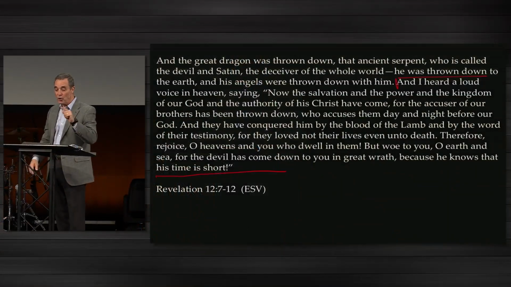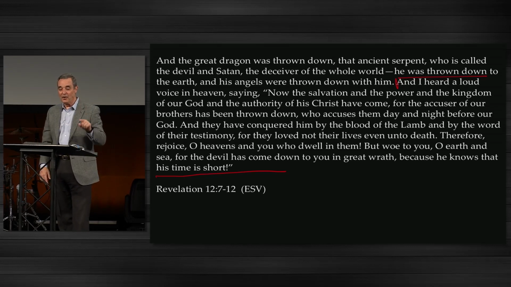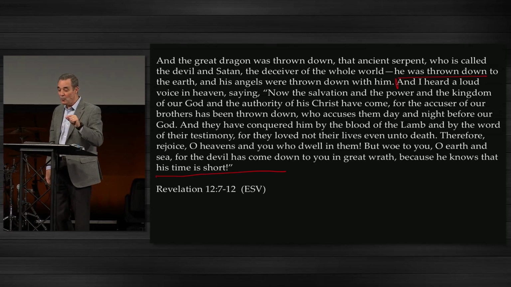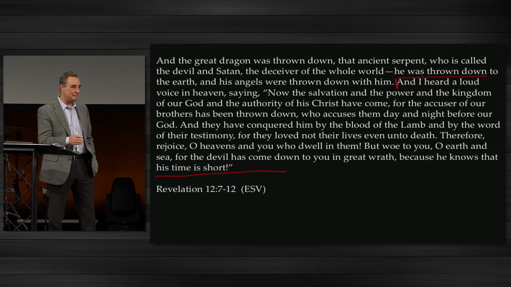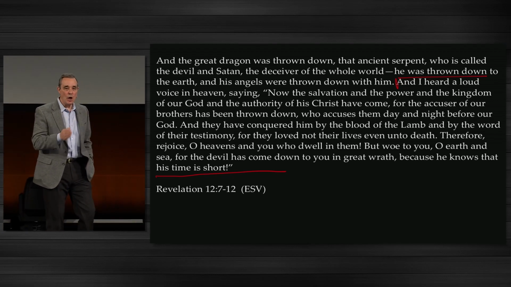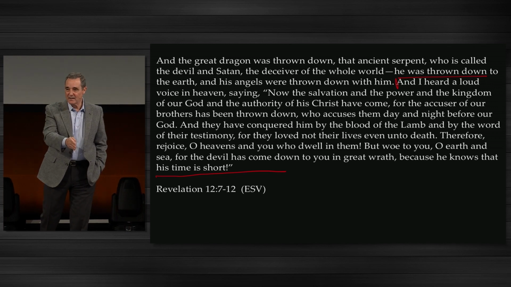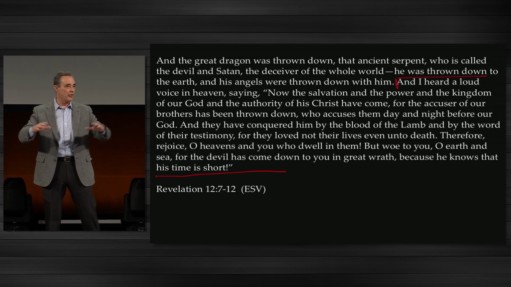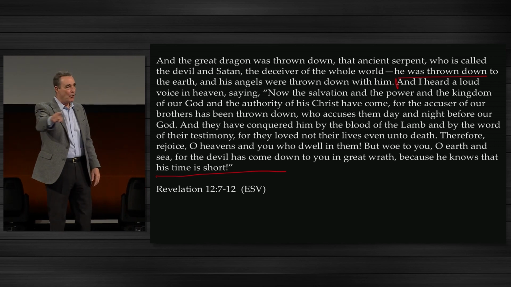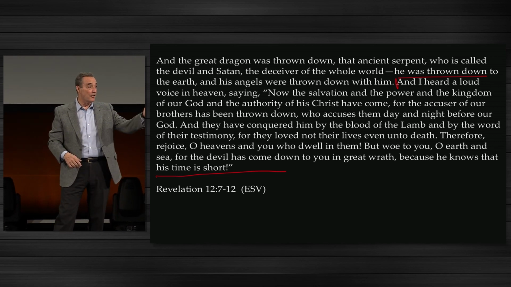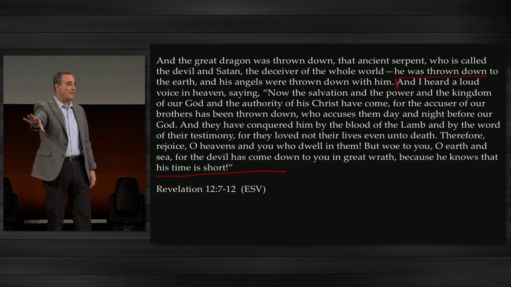"And so rejoice, O heavens, and all you who dwell in them, but woe to you, earth, because the devil has come down to you in great wrath, because he knows that his time is short." Satan knows he has been defeated. He knows that his desire to be God will never happen. He no longer has a claim on you. He says, I've got all their sins, and Jesus said, and I paid for every one of them.